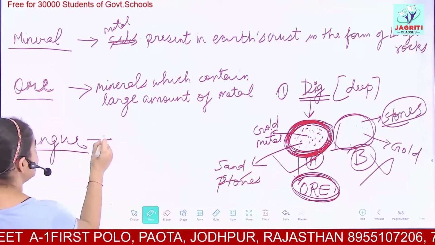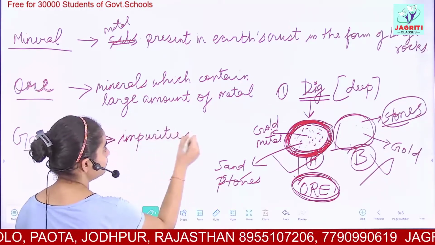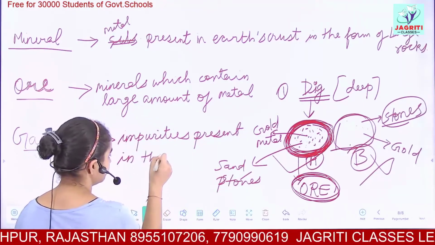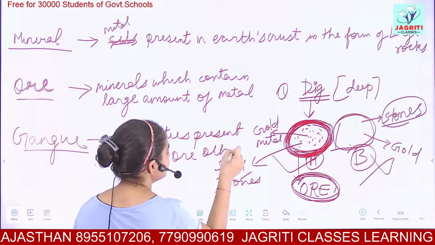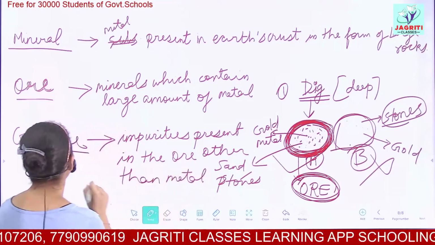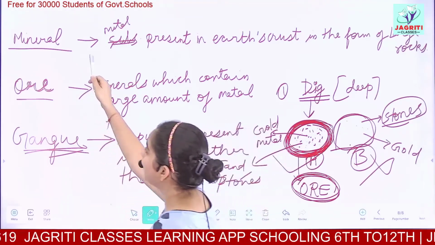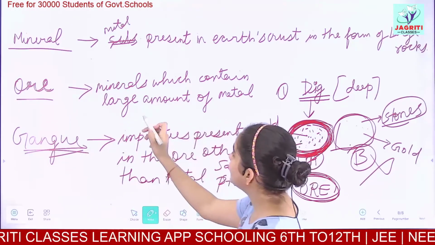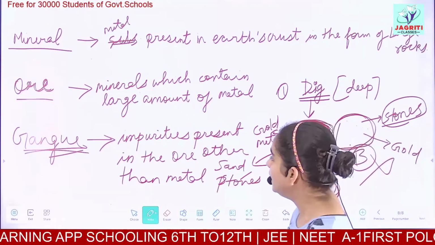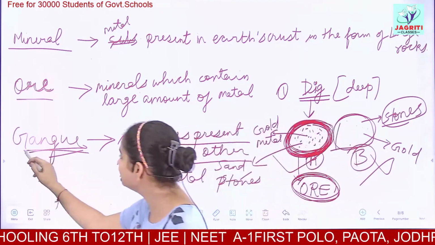So these impurities other than our metal, impurities present in the ore other than our metal are called gangue. Okay, so I hope these terms are clear. What do you mean by mineral, ore and gangue? Ore is the mineral which contains the maximum amount of your desired metal, and the leftover impurities which are present in the ore with your metal are nothing but gangue.